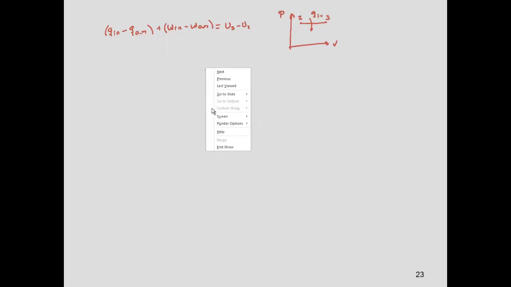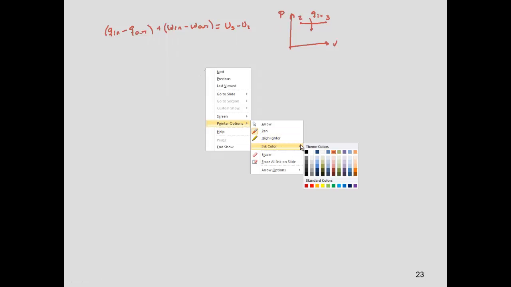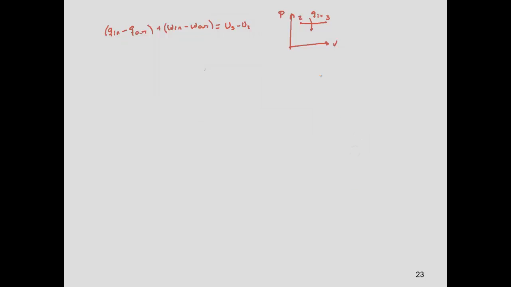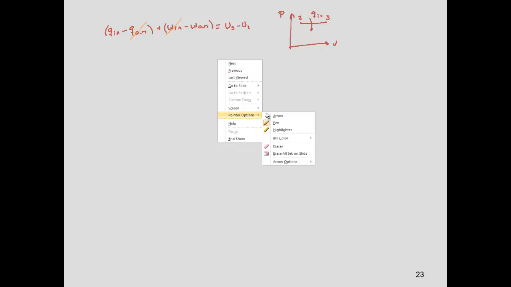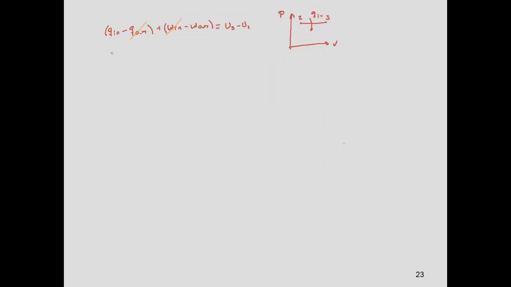So because of this, we know that we can get rid of Q out. We have Q in. We don't have any work in, but we do have work out. We have work out because we have a change in volume, right? So we can solve for Q in.